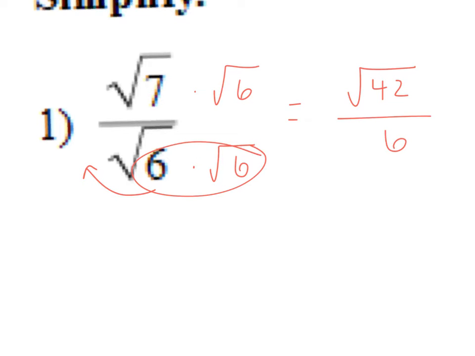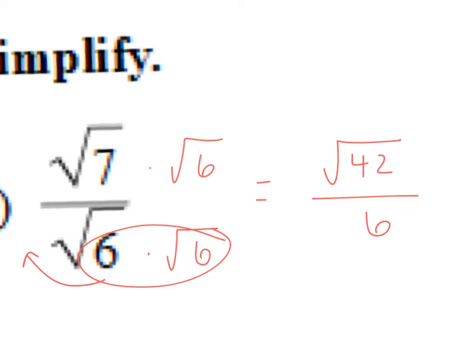Now on the 42 here, I need to go ahead and break this down. So we've got 7 and 6 goes to 2 and 3. So nothing will pair up and move out. Okay, I cannot reduce this because this is an outside number, this is an inside number. So this here is your answer.